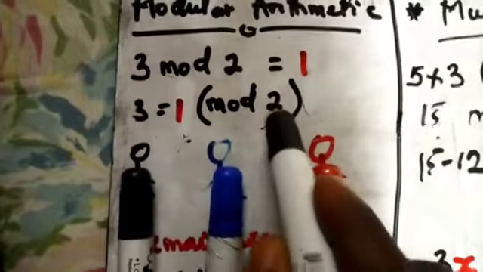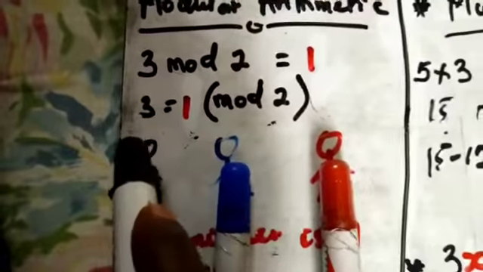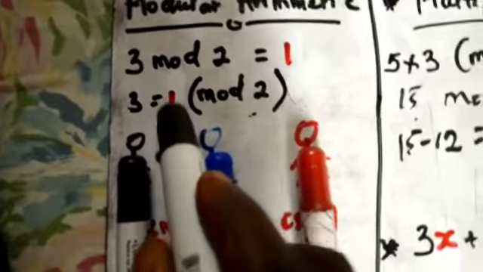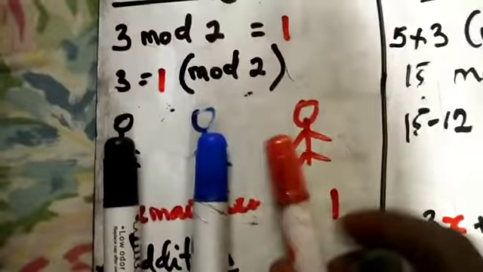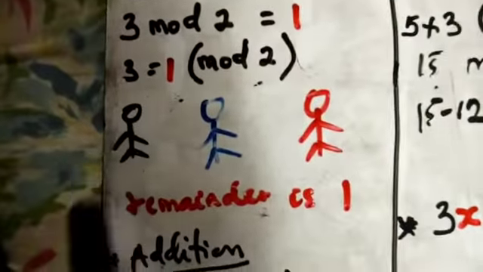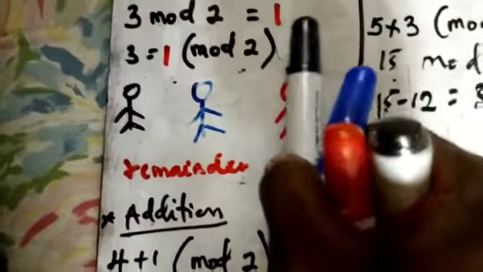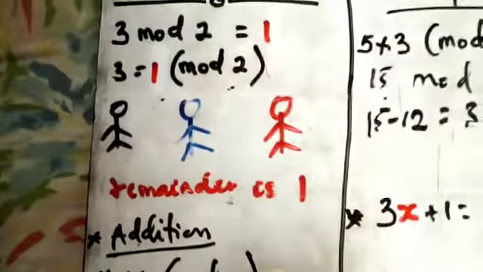2 will go into 3 just 1 time, and then the remainder is 1. We are interested in the remainder, not the answer that you get. That is for modulo. So the remainder here is 1. That is very simple.